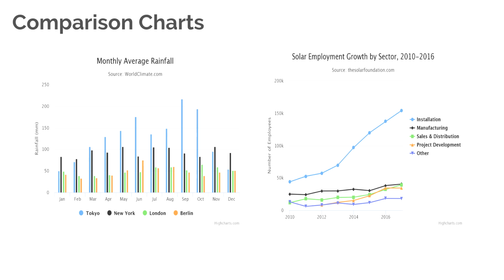In the chart on the left, we compare the rainfall across four cities over the year. We can infer that rainfall in Tokyo is greater than other cities for the time period from March to October. The line chart on the right captures the difference in employment growth across the solar energy industry. You can clearly see that the installation sector has the best employment growth from this chart.